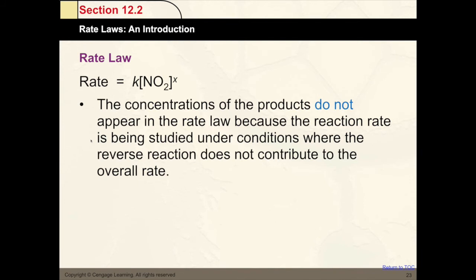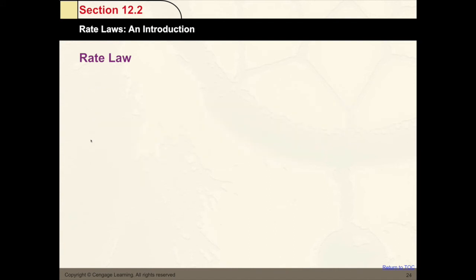And again, we only look at the concentration of the reactants because we are not going to be studying any conditions where the reverse reaction contributes to the overall rate. So it's always a forward reaction, and you're only looking at the reactants and how they're changing over time.